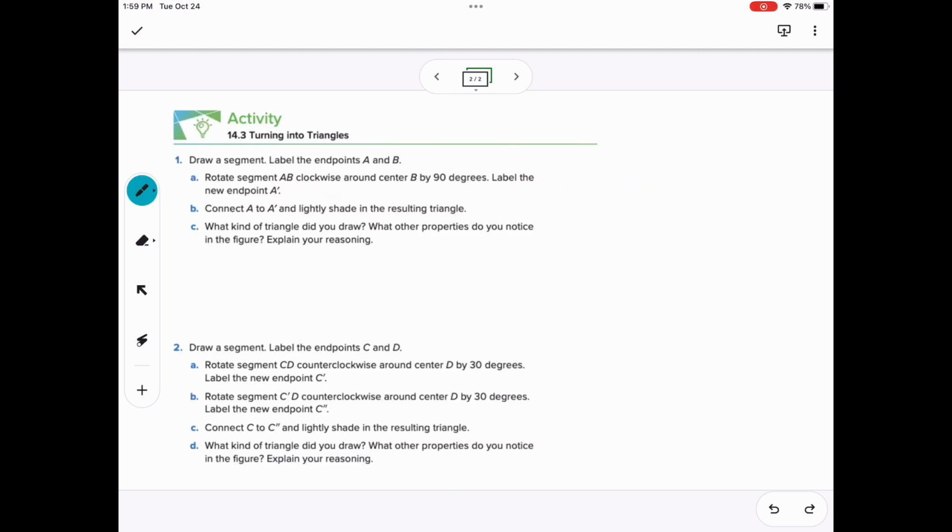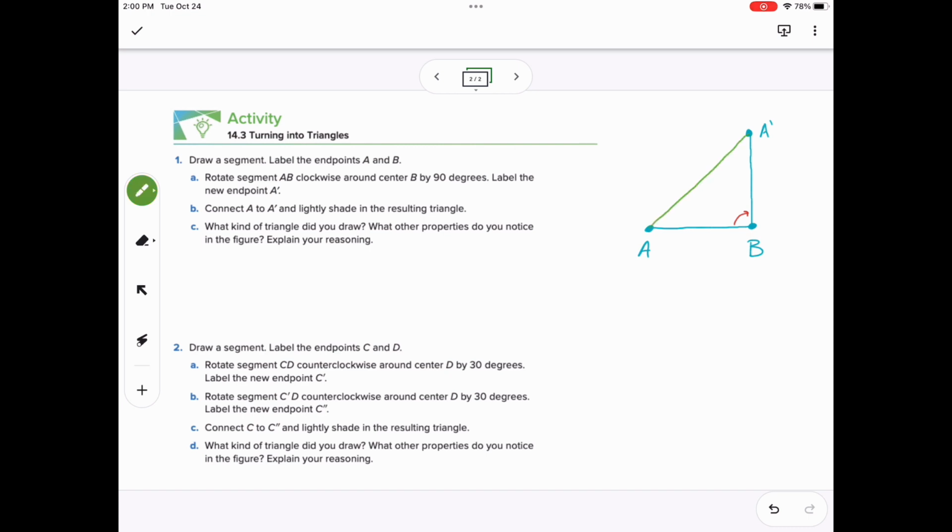Here, step 1 wants us to draw a segment and label the endpoints A and B. So I drew my picture. Letter A would like us to rotate the segment AB clockwise around center B 90 degrees, so making a right angle there. So it's got to be straight up, rotated around like on a clock. And we're going to label it A prime. And then from there, we want to draw a line connecting A and A prime.